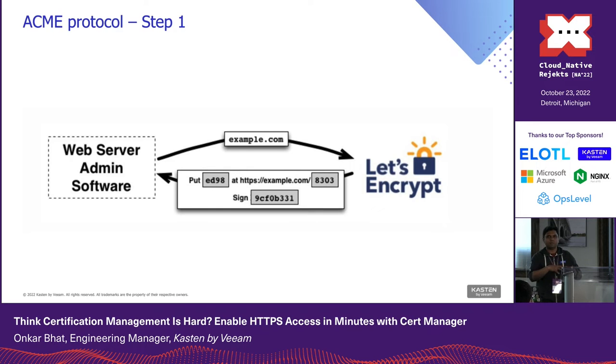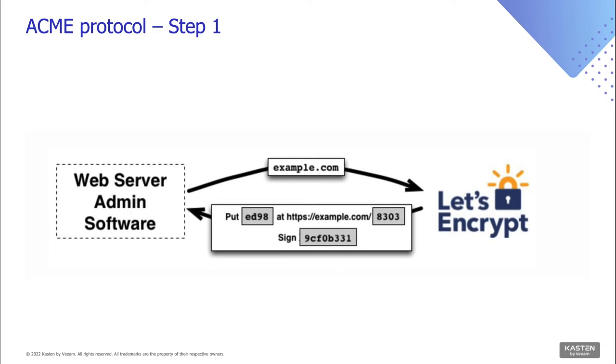So step one, you have a web server on the left, and you have Let's Encrypt the CA on the right side. The agent on the web server knocks on Let's Encrypt's door and says, hey, Let's Encrypt, I want to prove that my web server controls example.com. Let's Encrypt responds saying, sure, but you have to complete this challenge. And the challenge has two parts to it. It says, put the special value ED98 in a file named, say, 8303 at example.com.